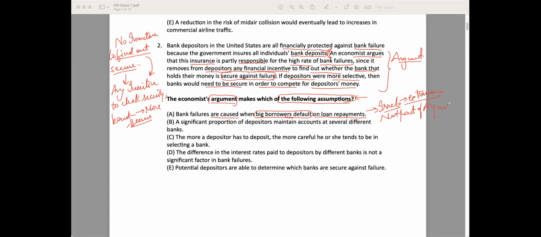Okay, this is not one of the factors of the argument. That's why this is out. Did anybody pick A option? Anyone? No. Good.